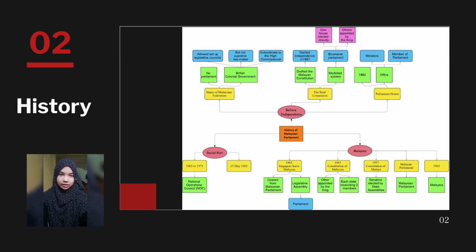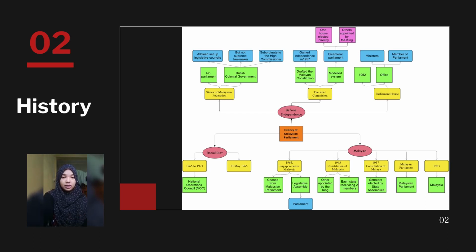In the Malaysian Constitution of 1963, each state received 2 members and the others were appointed by the king, following the advice from the cabinet. In 1965, when Singapore left Malaysia, its legislative assembly became a parliament and no longer represented the Malaysian parliament.